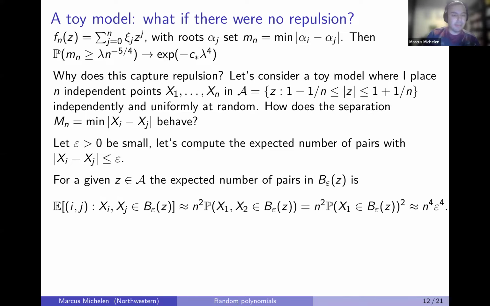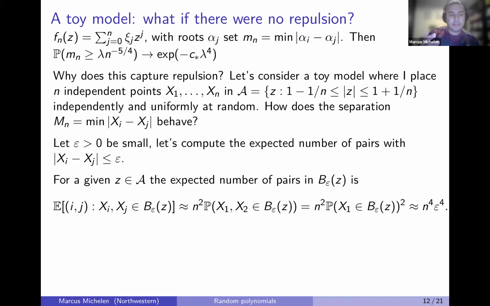So for a given z, the expected number of pairs in the ball of radius epsilon about z is, well, first I just have to sum over all n squared pairs. Then I have to look at the probability two given points lie in here. But that's just independent, so the probability one point lies in there, squared. And then I can compute that by looking at the ratio of the ball to the annulus. And I'm going to end up with n to the 4th epsilon to the 4th as the expected number of pairs.